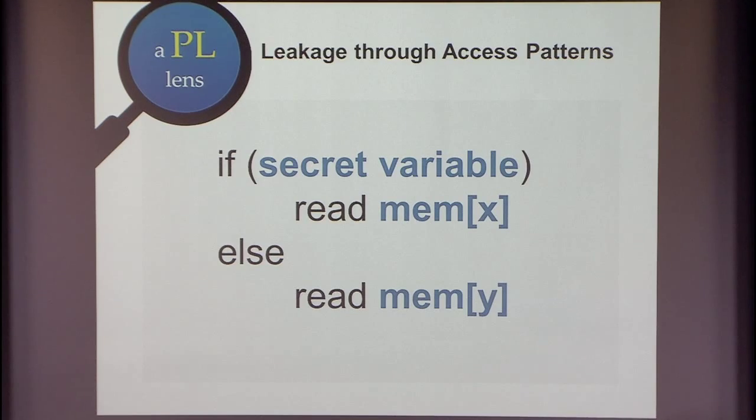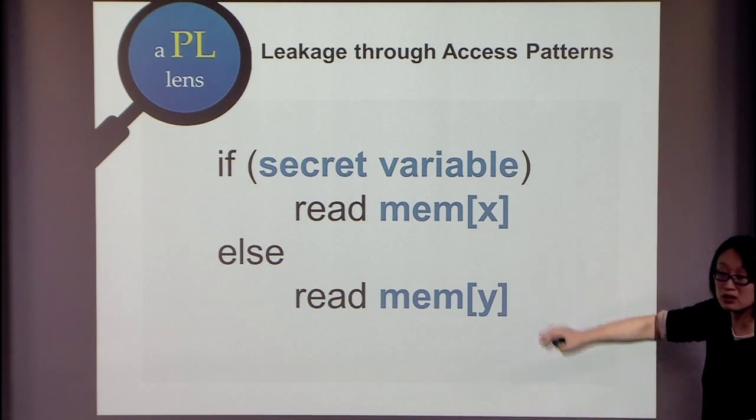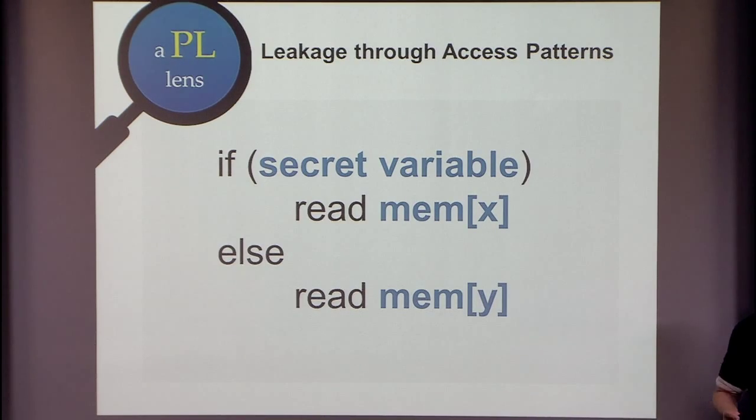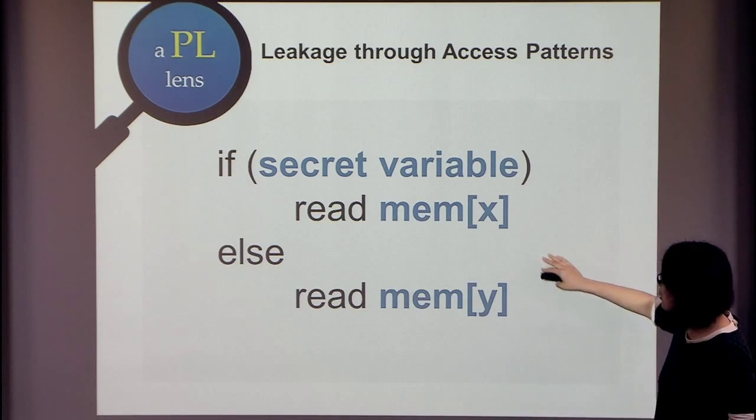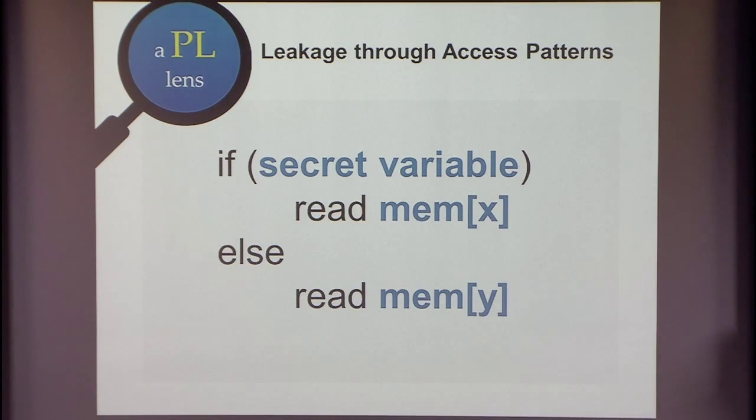So here are some ways to think about access pattern leakage. The first perspective is from a programming language perspective. Why do access patterns leak information? Because when we run programs on sensitive data, these programs can have control branches that depend on secret data. In this case, if the secret variable is 1, you read location X, otherwise you read location Y. And think about the secret variable as being the last bit of your secret key.